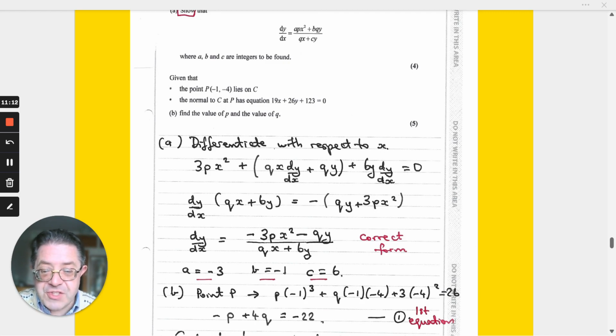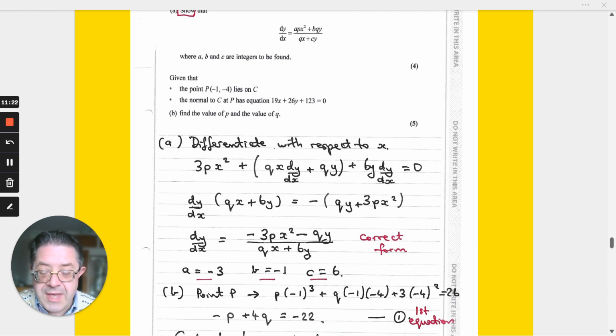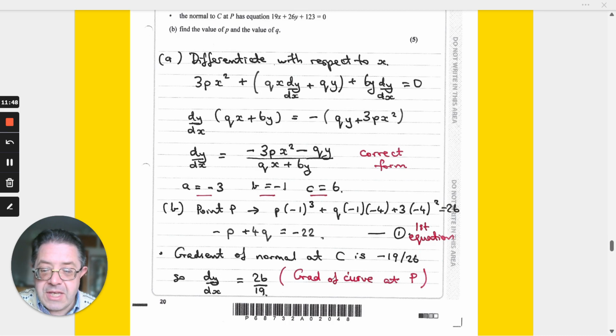All the dy/dx terms to the left and factorise, all the other terms to the right hand and factorise, and divide to get the form required, where a is minus 3, b is minus 1, and c is 6. We are now given some information that will enable us to find p and q. We're given the point P, minus 1, minus 4 is on the curve, and the normal has equation 19x plus 26y add 123 equals 0.